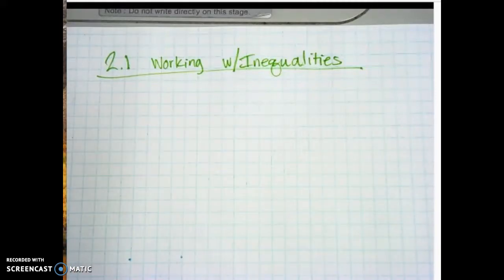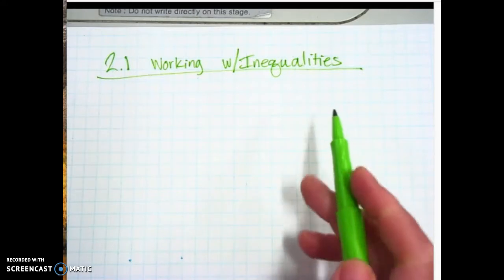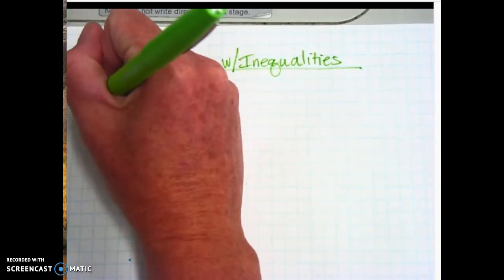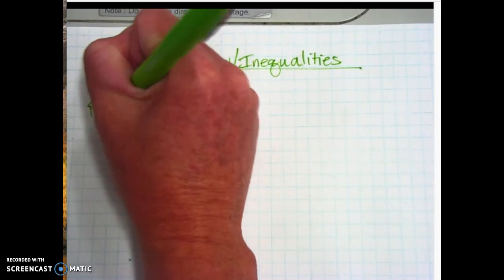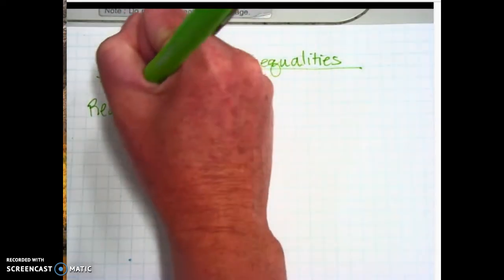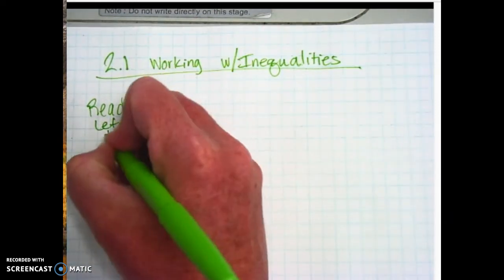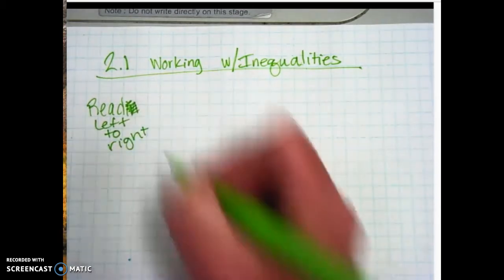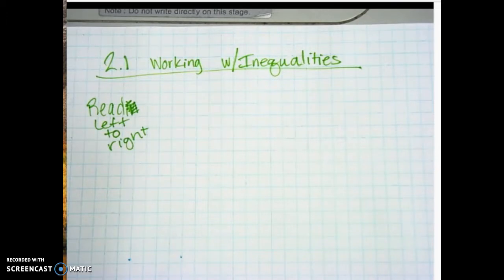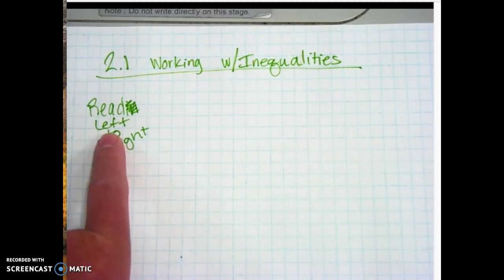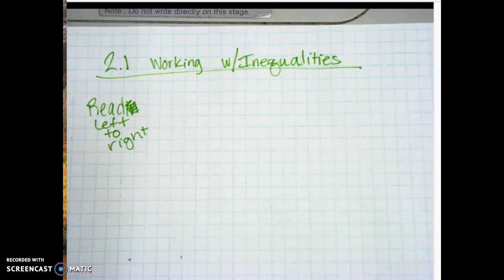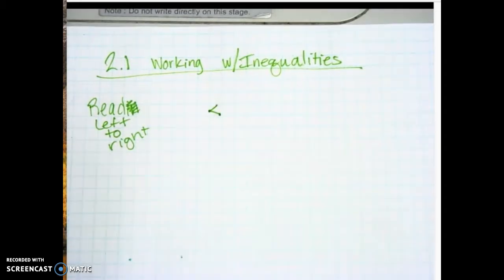Section 2.1, that's chapter 2, the first section, working with inequalities. So we're going to be writing some inequalities, and the easiest way to do it is if you read it from left to right. Now, if you have one where your variable is on the right, you can switch it, and I can show you how to do those. But the easiest way, and most people prefer, is to read from left to right, kind of like you read a book from left to right. So if your first language is not English, that may not be as comfortable to you, but most people prefer that. One of the inequality symbols looks like this.